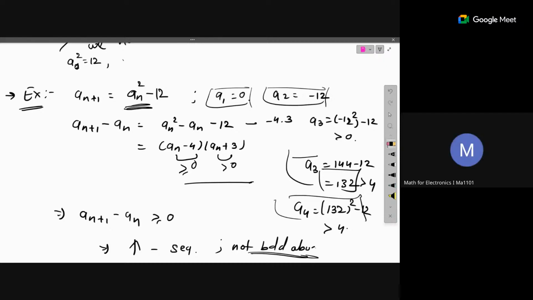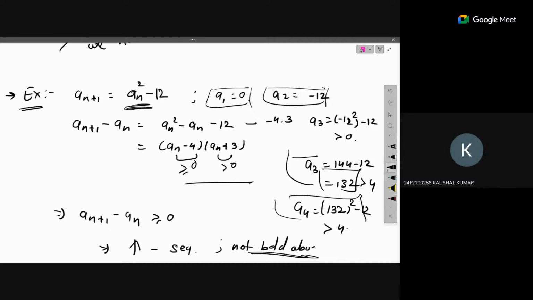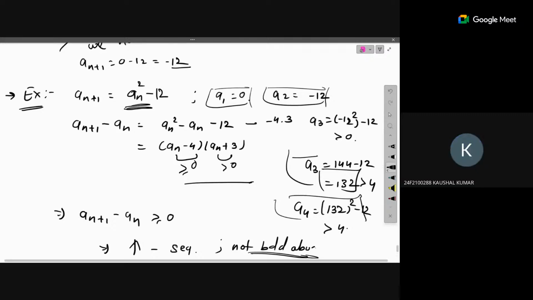What do you mean? You want me to change that sequence? If I find a1 equal to 0 and put n equal to 0, like a(n+1). So minus 12? No, just 12, positive 12. Why positive 12? Because I'm putting n equal to 0 so that I will get a1, and then put an square minus 12 equal to 0.